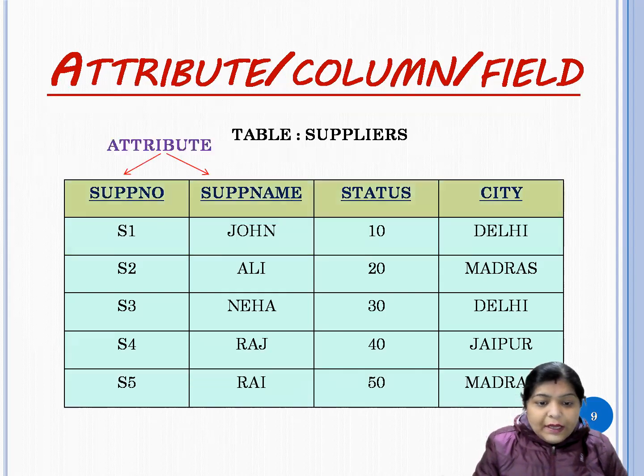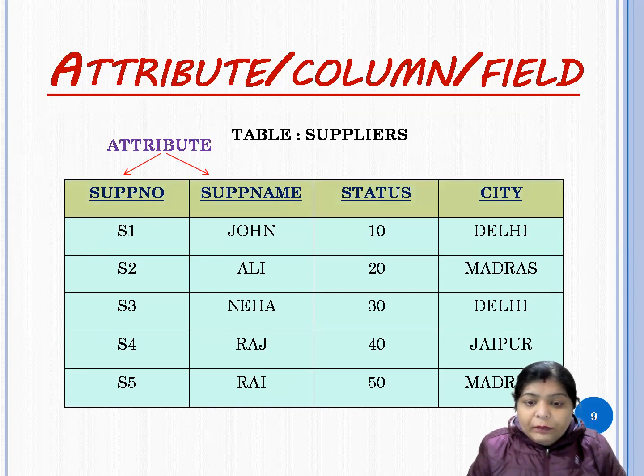Parallelly, we have three things: attribute, column, field. So these are the three things. Whatever the field name is, that is also known as either attribute, column, or field. So supply number, supply name, status, city. Here are 4 attributes. Okay.